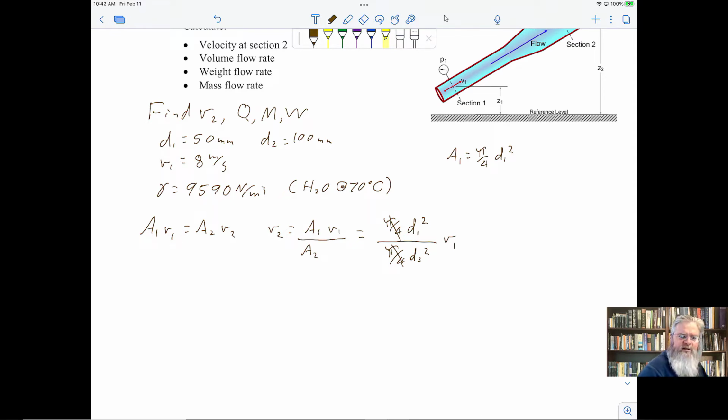They're circular areas, so when you calculate them and write them down, you are introducing rounding error because it's got a pi in there, right? So this area is going to be a decimal that goes on forever. Why don't we cancel those pi's out, save ourselves some rounding error, keep it a little bit simpler. So what we have here is 50 squared millimeters squared over 100 squared millimeters squared times 8 meters per second. And I think out of this pops V2 then is 2 meters per second.